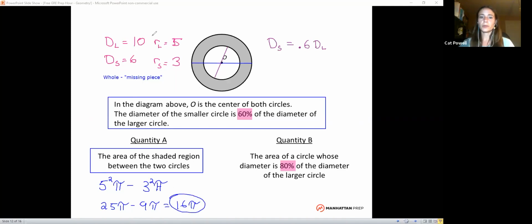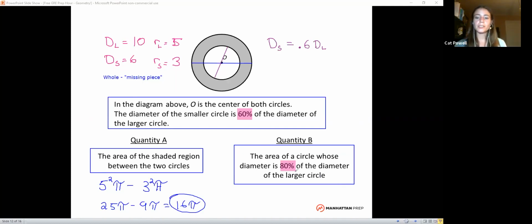Now I deal with quantity B. So again, one piece at a time. All right. So now I have a circle whose diameter is 80% of this. What's the diameter of the circle here? I'm starting with 10.